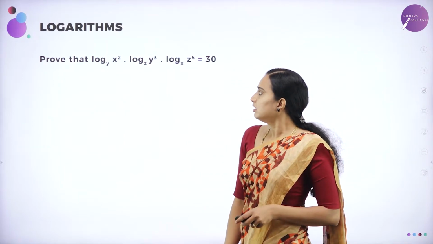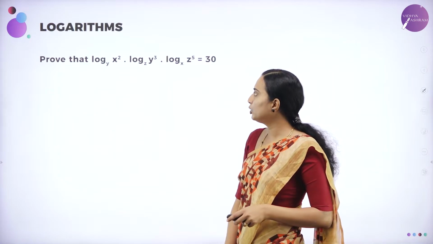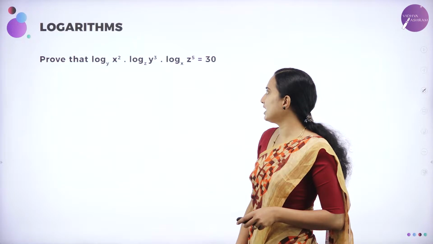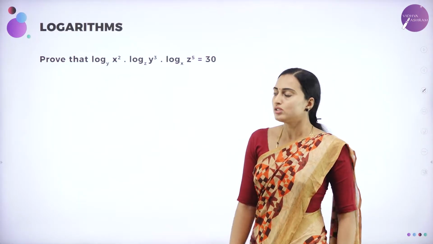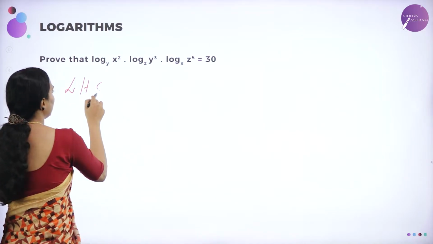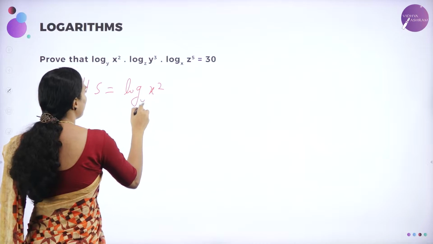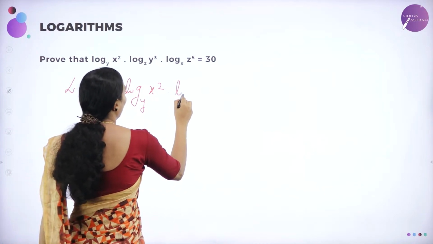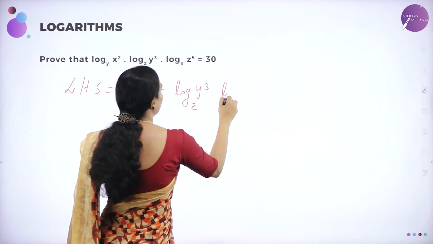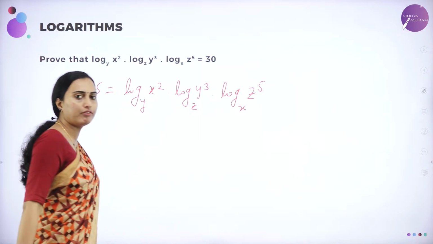Prove that log x squared to the base y into log y cubed to the base z into log z to the power of 5 to the base x is equal to 30. How are we going to do it? Let me take the left hand side. The left hand side can be written as log x squared to the base y into log y cubed to the base z into log z to the power of 5 to the base x.